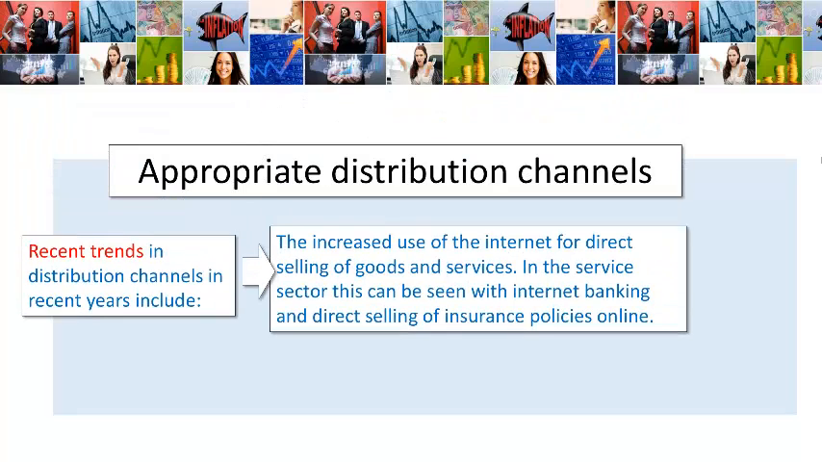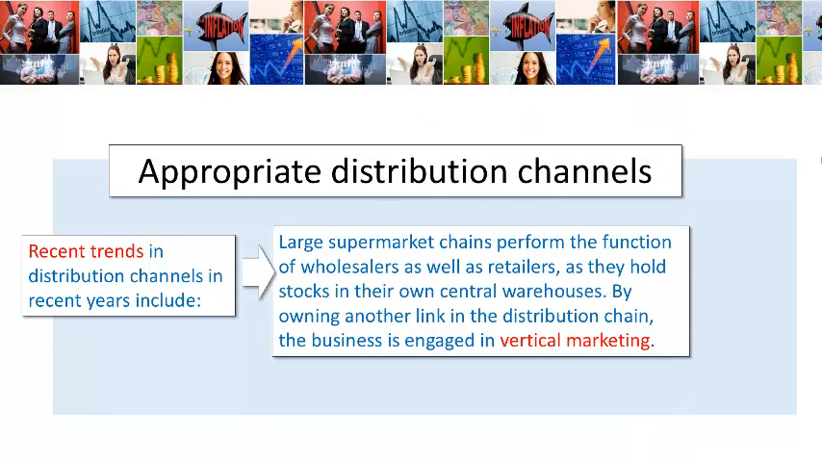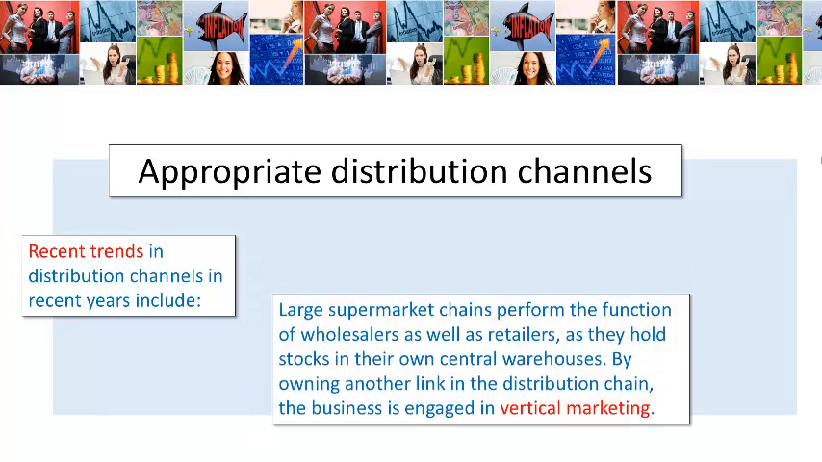Right, choosing the appropriate distribution channel. Recent trends in distribution: the increased use of the internet for direct selling of goods and services. For example, in the service sector, this can be seen with internet banking, direct selling of insurance policies online. Large supermarket chains perform the function of wholesalers as well as retailers, so that wholesale and retailing components are combined. They hold their own stocks in their own central warehouses, and by owning another link in the distribution chain, the business is engaged in vertical marketing. They're reducing their costs and their profit margins are able to be increased as a result.